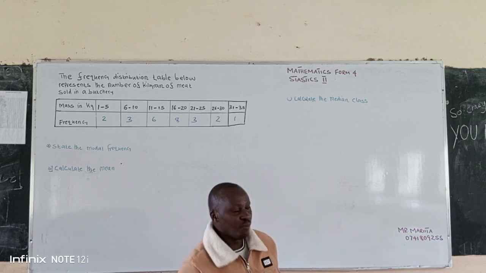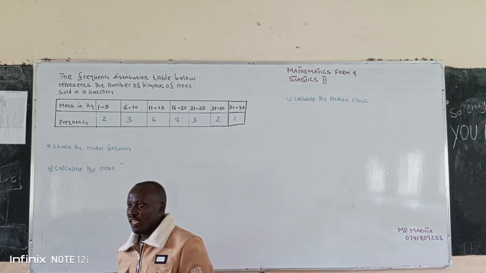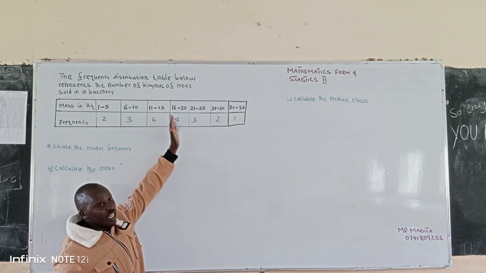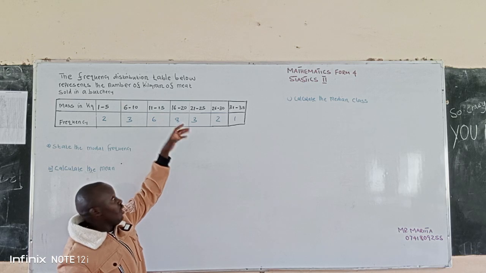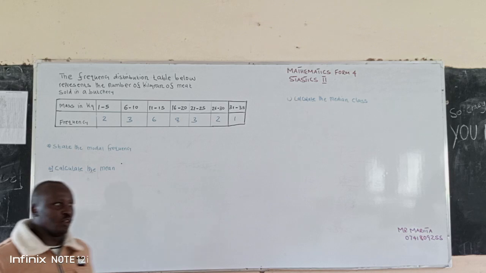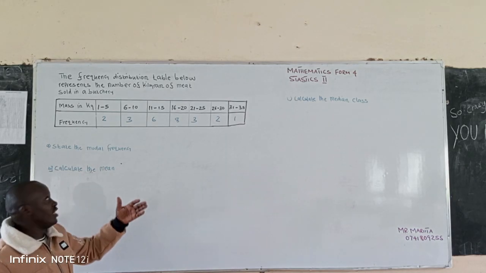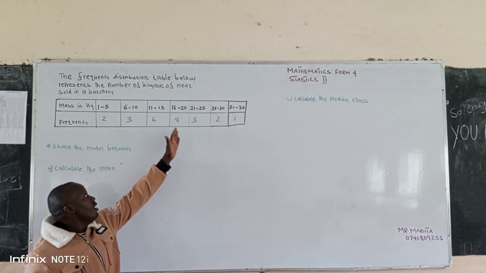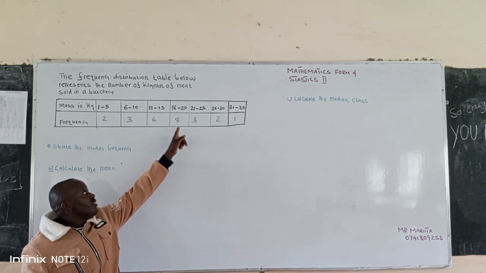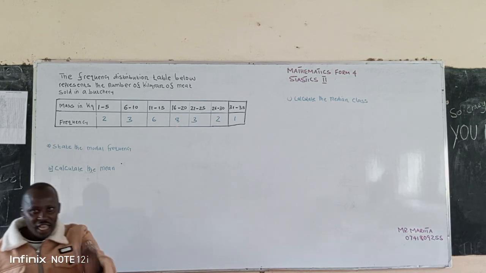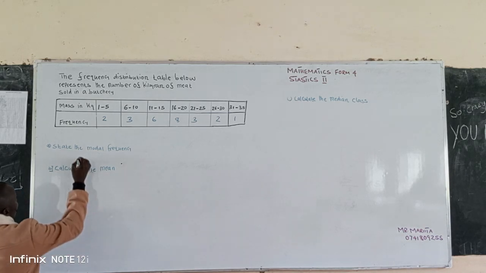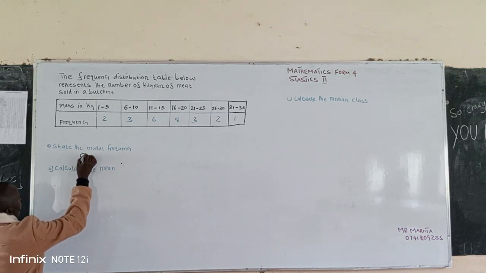To state the mode of frequency, in that case, it is the modal class. If you want to study the mode, you look at the class which has the highest frequency. The highest frequency here is at the class interval between 16 and 20. So between 16 and 20 is giving us the highest frequency, and the highest frequency becomes our mode of frequency. So the mode of frequency here is 8.